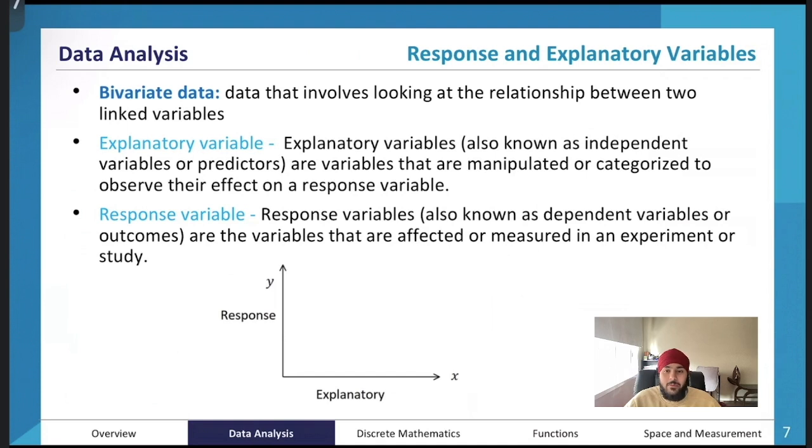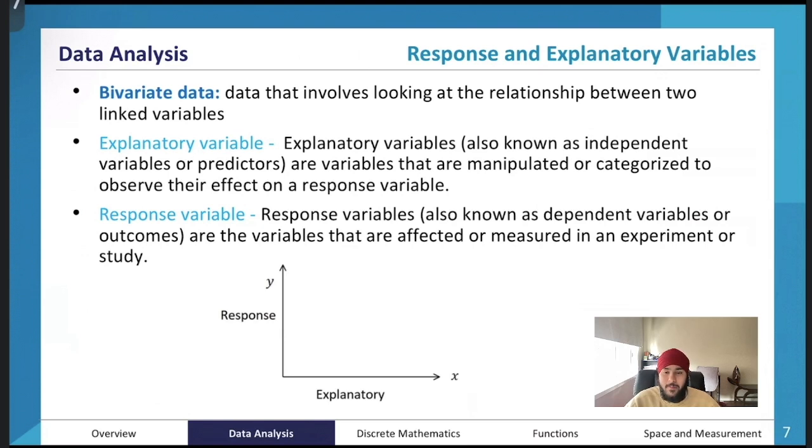Now, because we're looking at the relationship between two variables, we have something called an explanatory variable and a response variable. One of the variables will be explanatory and the other one will be the response variable. The names of these variables suggest what they do in terms of their role in the relationship. The explanatory variable is also known as the independent variable or the predictor.